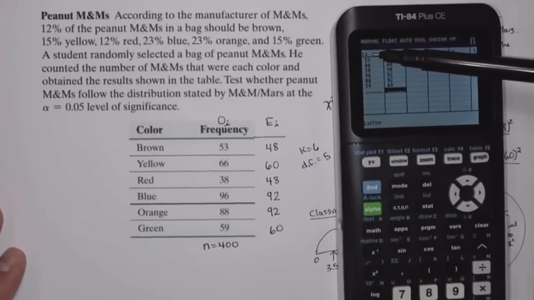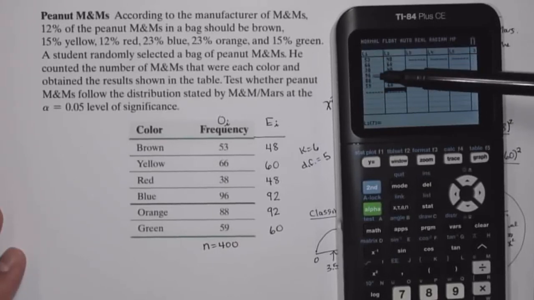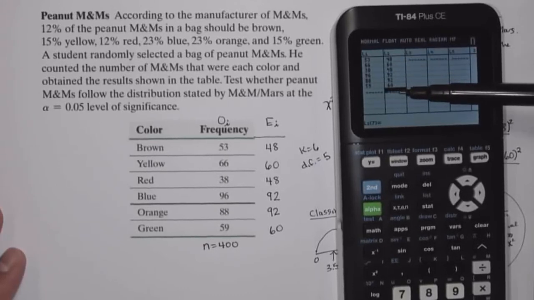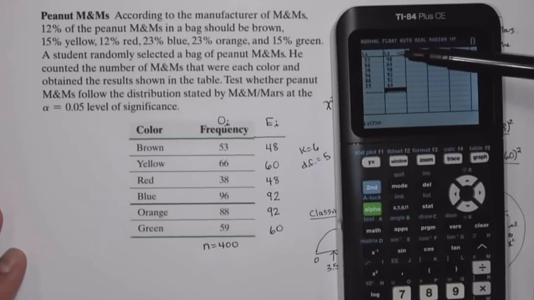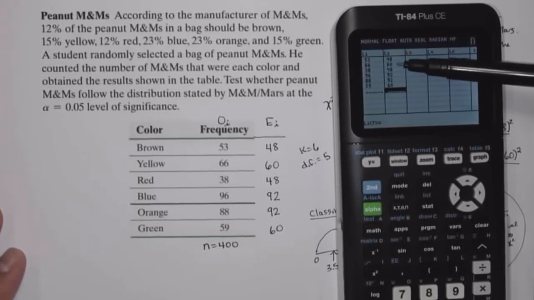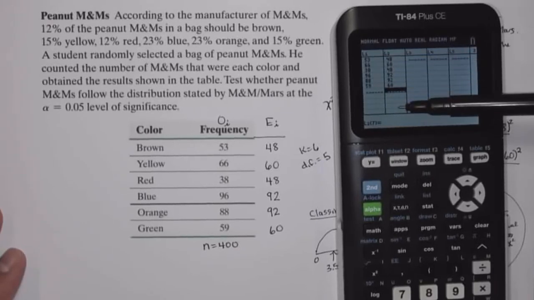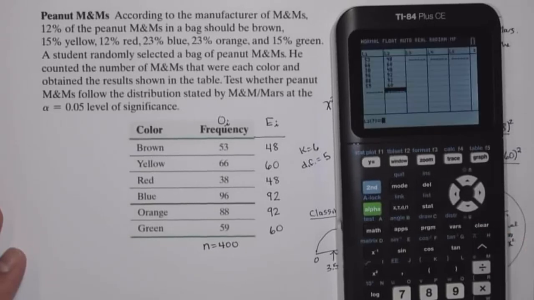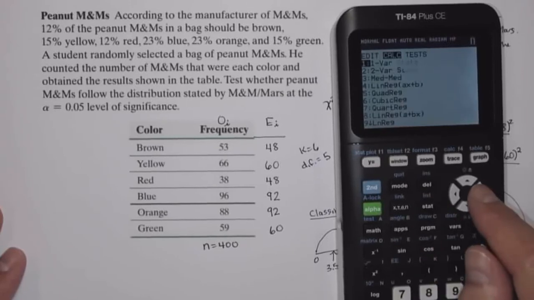So I have, in this case, already entered the observed frequencies in list 1 and the expected frequencies in list 2 of my calculator. Now you must have the expected counts or the expected frequencies. You cannot just use the probability distribution. It has to be the expected counts or the expected frequencies that we include. So once I have that entered, I'm going to go to Stat and Tests.